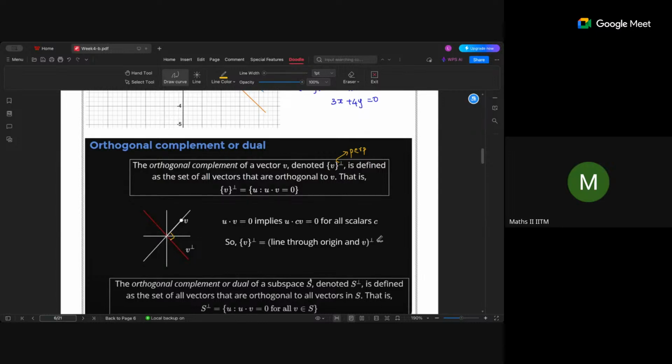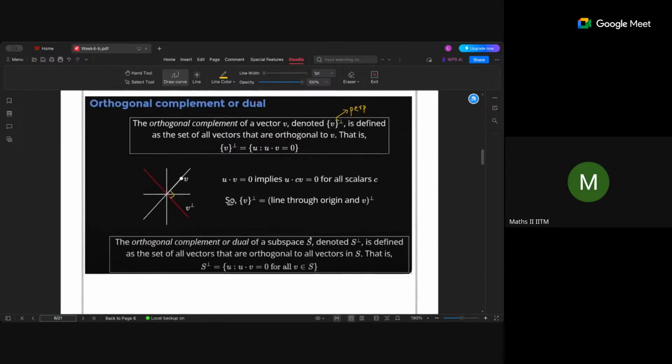Okay, so here you see that if you take any vector v or any vector lying on this line joining the origin and v, that is what is given here. So v perp is the same as cv perp. That is what is given in this line. So if you take any other vector lying on the same line, that orthogonal complement is also going to be the same. Okay, fine.